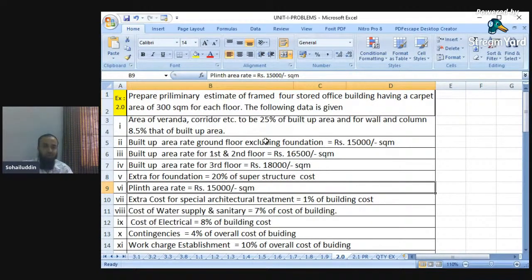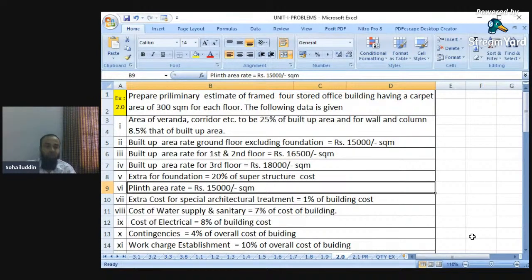In serial number 2, it has already been mentioned for various floors: the ground floor rate is different, and first, second, third floors. But here it is just to confuse. So 15,000 is the same as the plinth area rate. If it is not mentioned, then we can take 15,000 as ground floor, 16,500 as first and second floor, and 18,000 as third floor. Even if the plinth area rate is not given, we can solve the problem.